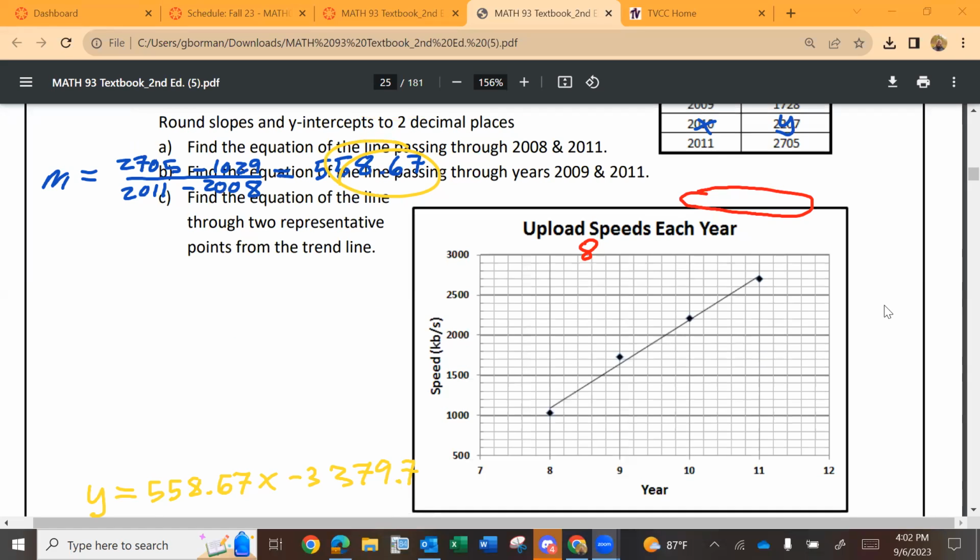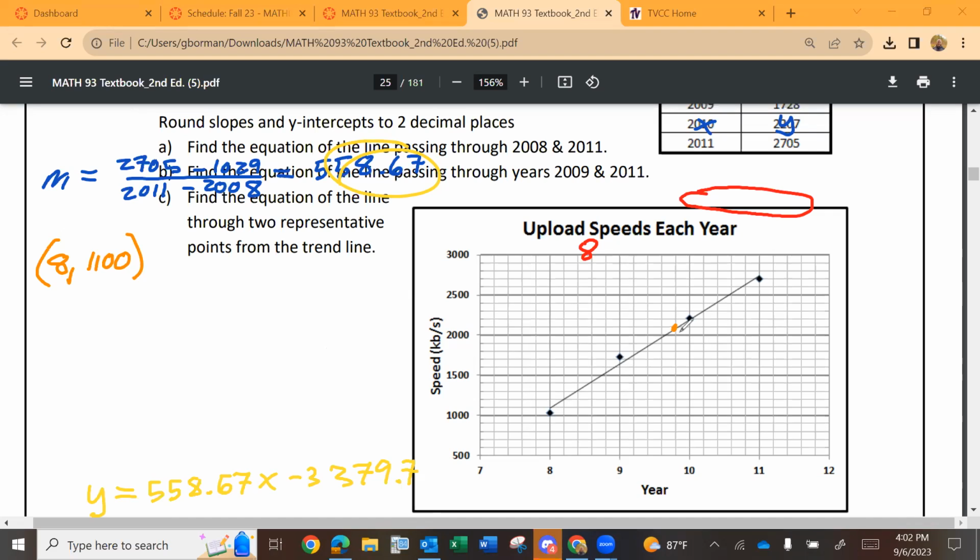Okay, so now it's time to pick out a couple of points. They need to be on the line, so I'm not looking for the actual dots. It says from the line. For example, in the year 2008, let's see, there's 1, 2, 3, 4, 5 of these. Each one of those is 100. So in year number 8, in 2008, the speed was 1,100 kilobits per second.